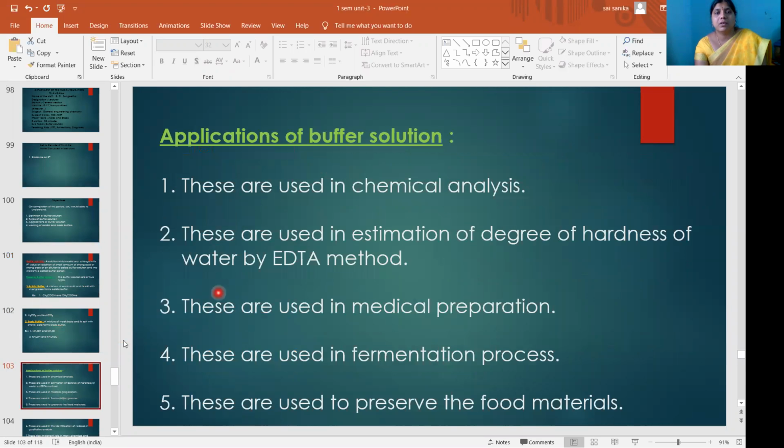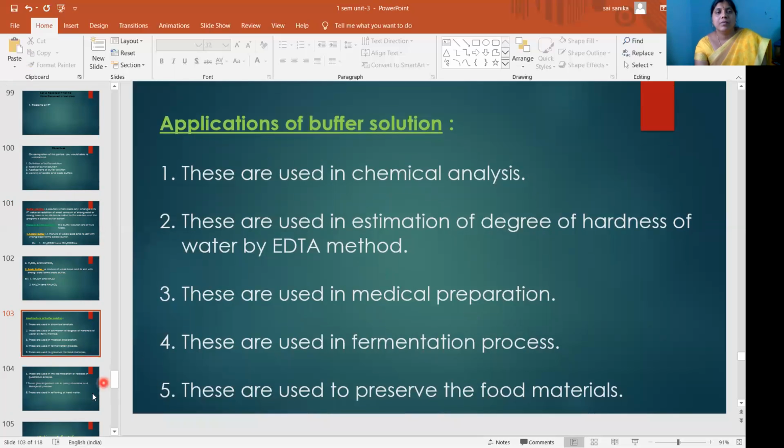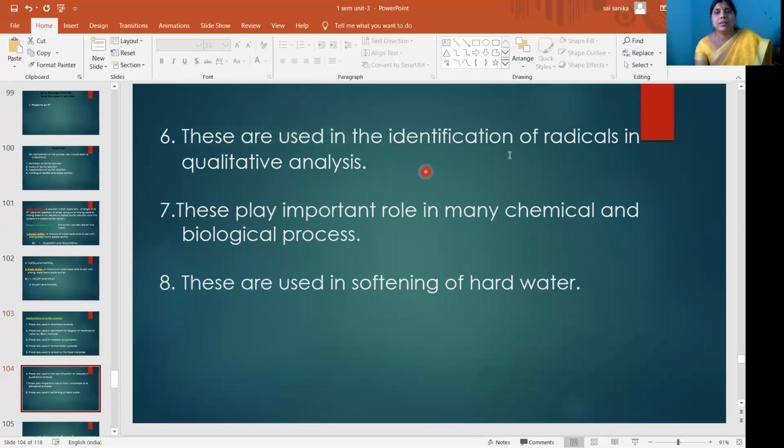Then applications, which we already studied. They are used in chemical analysis, in the estimation of degree of hardness of water by EDTA method, in medical preparations, in fermentation processes, and to preserve food materials. They are used in the identification of radicals in qualitative analysis, play an important role in many chemical and biological processes, and are used in softening of hard water.